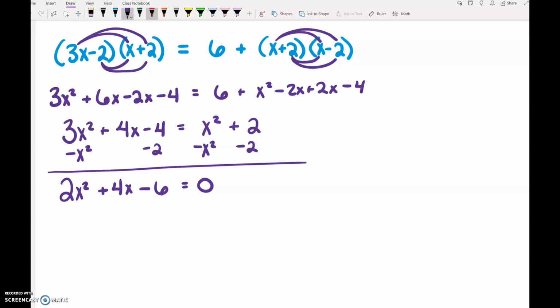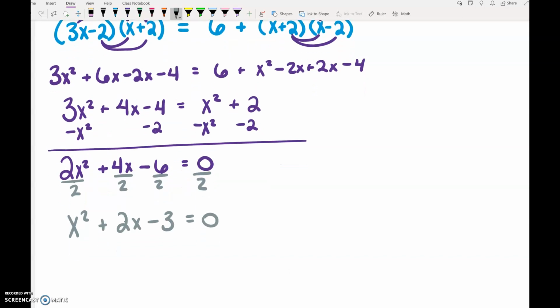When I get to this point, I get a little bit nervous because there's a 2 in front of my x squared. But what do you notice about all 3 of these terms? They're all even. We can divide everything by 2 so that we just have x squared plus 2x minus 3. And that is something that we hopefully know how to factor.